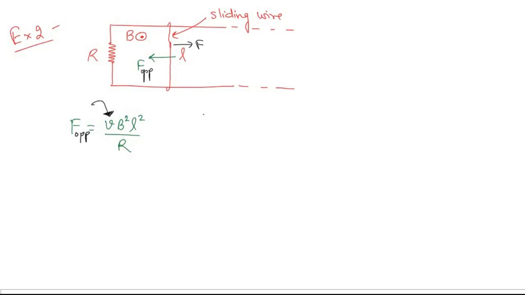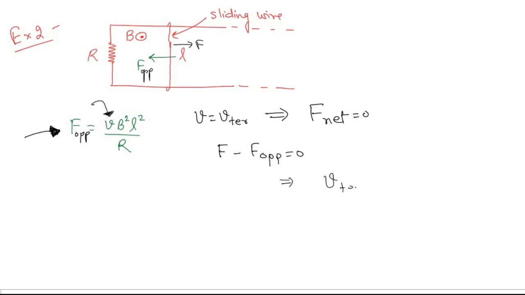So in this problem, if you have to find the terminal velocity, you must remember that at terminal velocity the net force is zero. This formula I have written from the electrodynamics problem, so you don't worry about that. You will study it later. The net force in this problem is F minus F opposite. If this is equal to zero, then you can find the terminal velocity. So from here you can find that the terminal velocity V is F times R by B square L square.